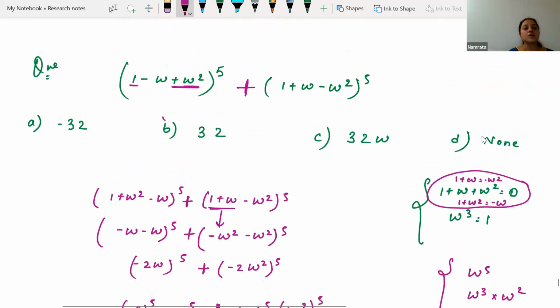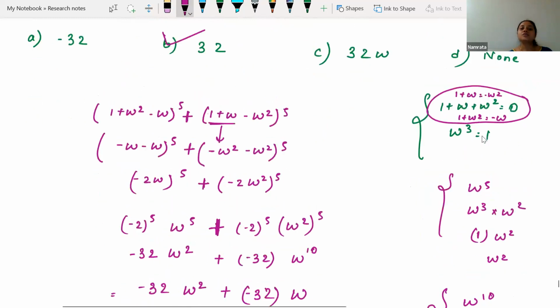Can we say option B is the correct option? Yes, ma'am. This is a JEE level question. It was easy, right? Yes, ma'am. So this is how we need to apply the concept over here.